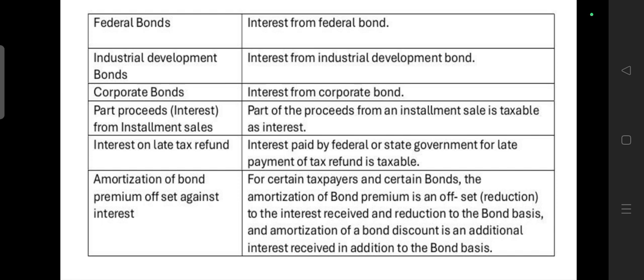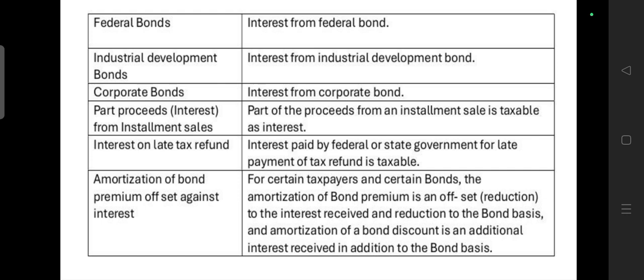So the governmental authority may pay the interest for the delayed period. What was the normal period and how much delay has occurred? For the delayed period, those interest received along with the refund, those interest elements are chargeable to tax. This will be chargeable to tax.